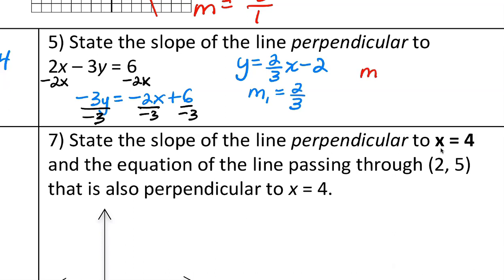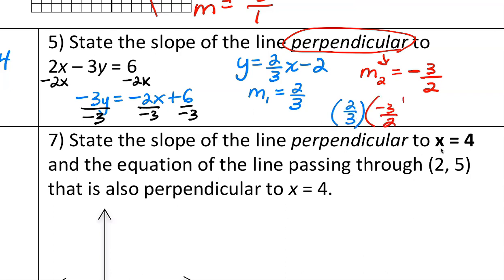The slope of the line that's perpendicular would be the opposite, so now it's the negative reciprocal of that original slope. If the original slope was 2/3, the new line has a slope of negative 3/2. So we get a product of negative 1. So our answer, I'll highlight it so it can be clear, is the slope of the line we're looking for. That's the slope of the line perpendicular to 2x minus 3y equals 6.